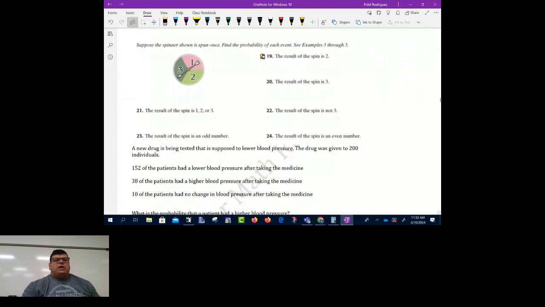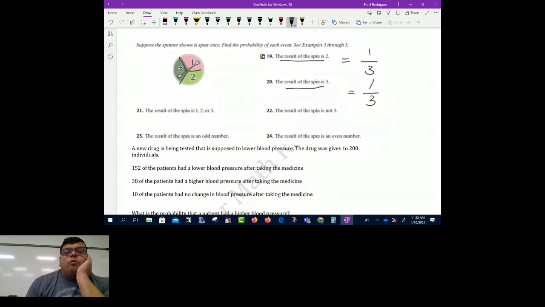Okay, so let's take a look at this next one, y'all. It says, suppose that we spin that little spinner 1 time. So notice, y'all, we cut this circle into 3 equal pieces, okay? So the result of the spin is a 2. So y'all, out of the 3 equal pieces, 1 of them is a 2, okay? The result of the spin is a 3. So y'all, out of the 3 equal pieces, 1 of them is a 3, okay? Y'all, out of the 3 equal pieces, how many of them are either a 1, 2, or a 3? Well, all 3 of them are 1, 2, or 3. So 3 out of 3, y'all, is just going to give me a 1. Okay.